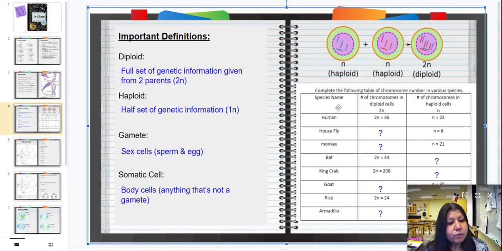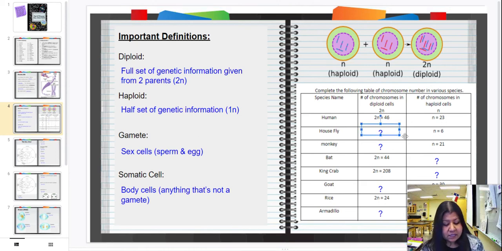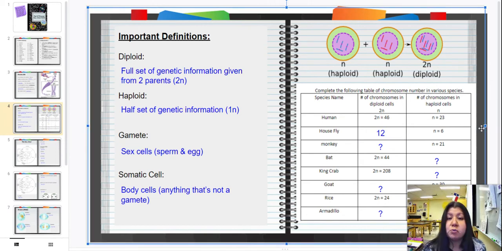So if I look at this table right here, we're looking at the table number of chromosomes in different species because different species do have different numbers of chromosomes. So I already went over what humans have. So next, let's look at a housefly. So for a housefly, it doesn't give me my diploid number, but it tells me my haploid number is 6. So that means that this housefly got 6 chromosomes from mom and 6 chromosomes from dad. So if I add those two numbers together, that means my diploid number is 12. Okay, so that housefly has 12 chromosomes total.